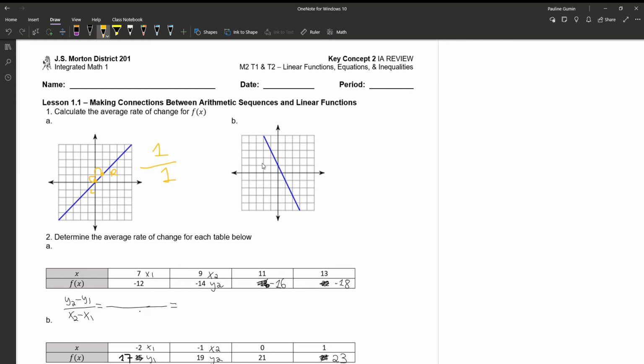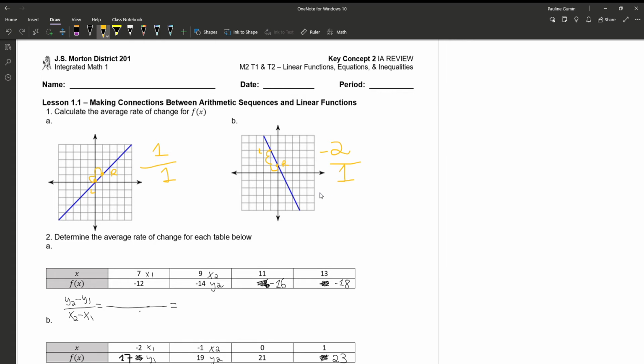In letter B, here's a perfect point and here's another perfect point. Once again, I'm going to do rise over run from my left to my right point. Okay, so this time it looks like I'm going down. So I'm going down 2 spaces, and I'm going to make that a -2 for my rise to say that we're going down. And then I'm going to the right 1. So -2 over 1 is that average rate of change.